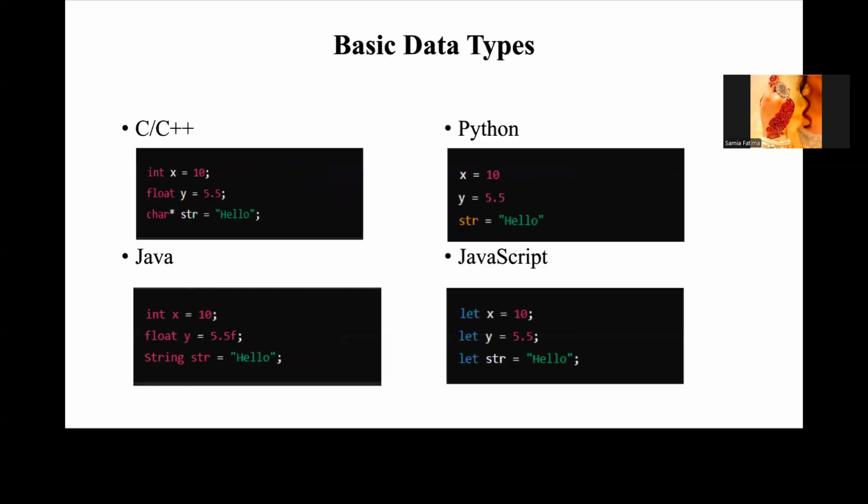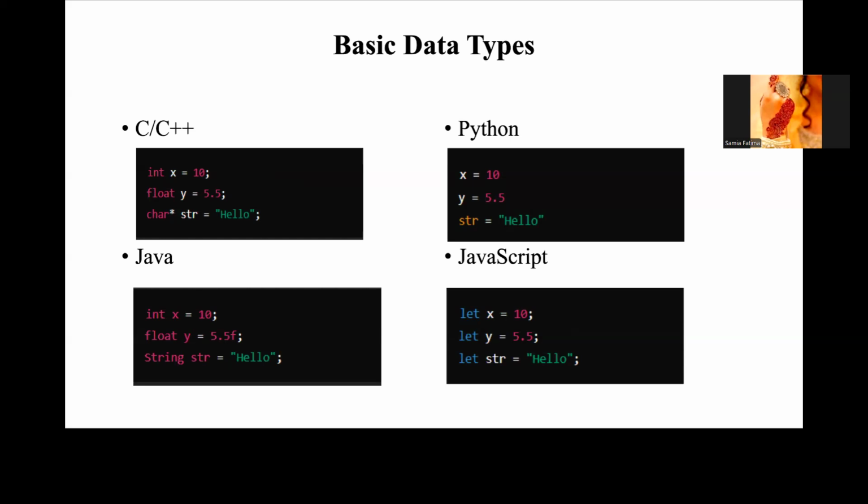Let's talk about basic data types. In C and C++, basic data types include int for integers, float, and char for strings. Here's how you declare each variable. In Java, you also have int for integers, float for floating point numbers, but for strings, you can use the String class. Float values also need an f suffix.